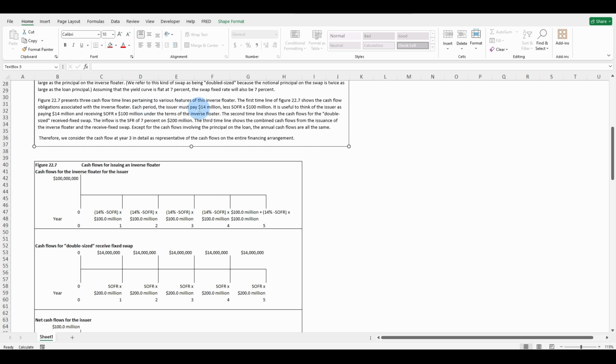Each period, the issuer pays $14 million less SOFR times 100 million. It is useful to think of the issuer as paying 14 million and receiving SOFR times 100 million under the terms of the inverse floater.